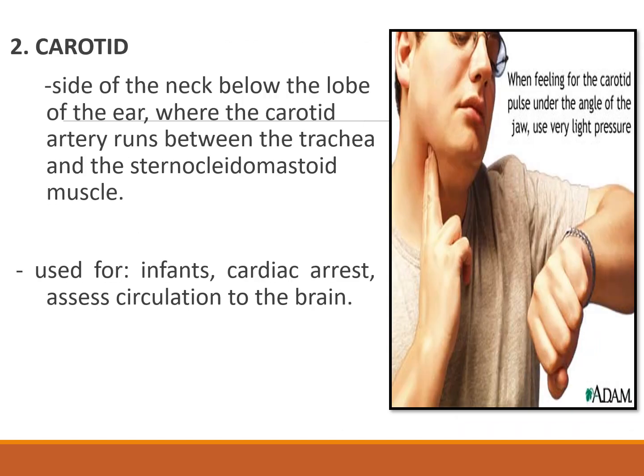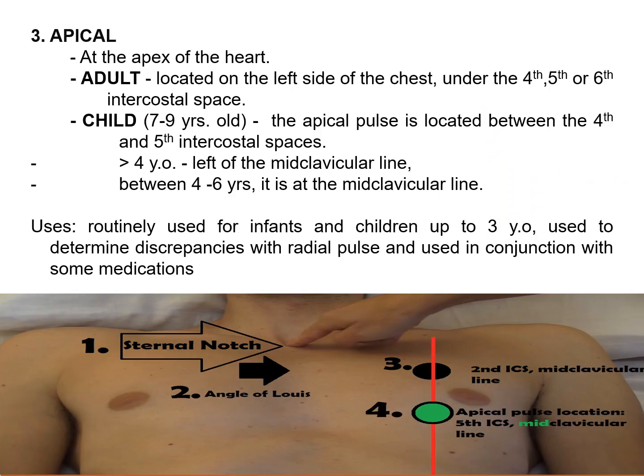The next site would be your carotid. It is located at the side of the neck below the lobe of the ear, where the carotid artery runs between the trachea and the sternocleidomastoid muscle. It is used for infants and when there is a cardiac arrest to assess the circulation to the brain. It is an easily accessible site used during physiological shock or again cardiac arrest and when other sites are not palpable.